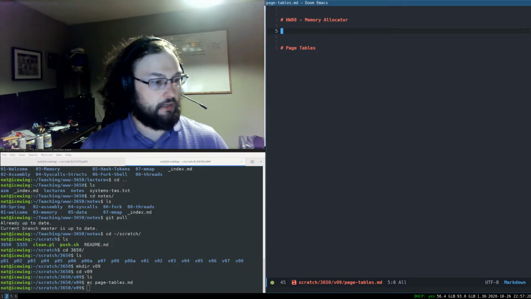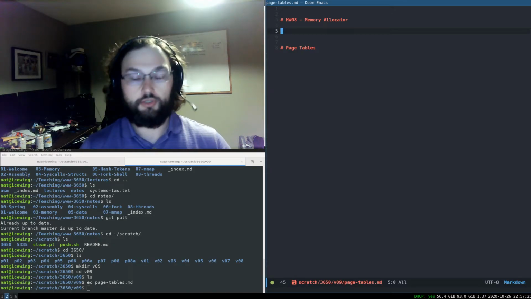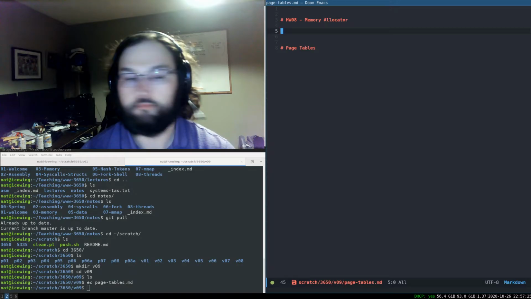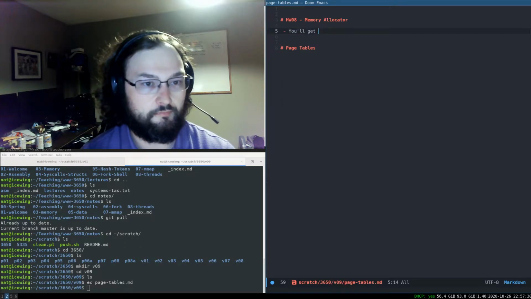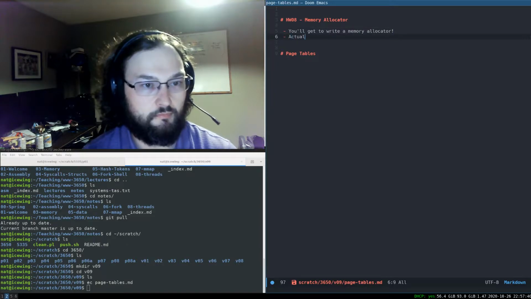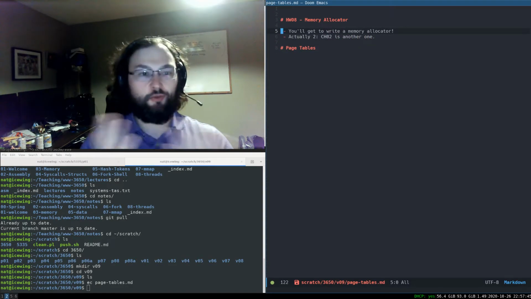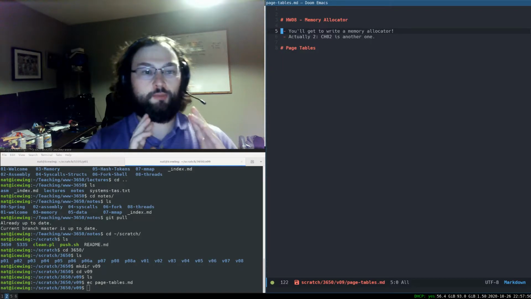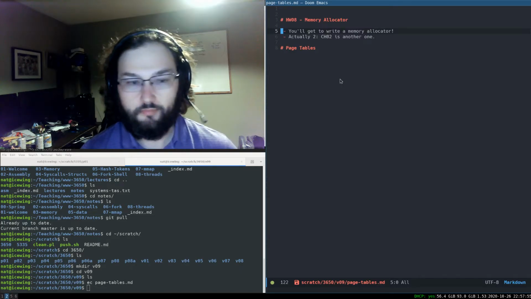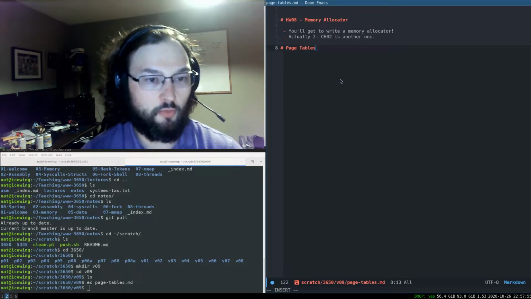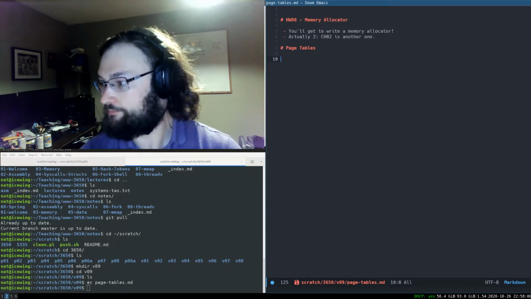Now, the first thing that I want to talk about in order to get that to happen is some more stuff on virtual memory. So actually, it's not just homework 8 that's about memory allocators. Homework 8 is followed by challenge 2, which is going to be another memory allocator. But before we get into that, we have to talk a little bit more about page tables.